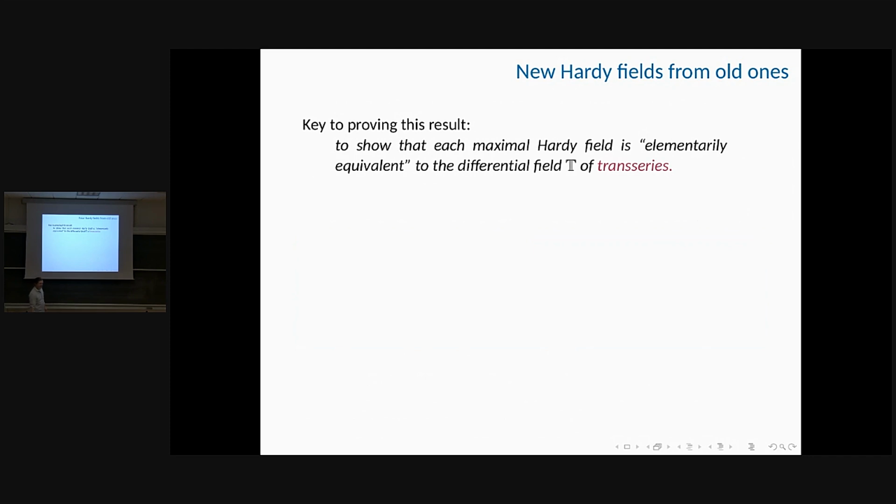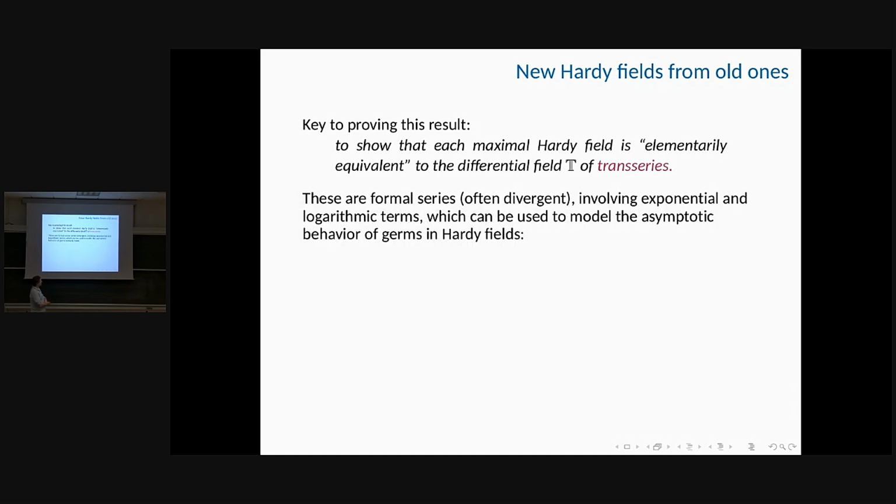So how do you show something like this? Okay, this is a long story. Essentially, it starts with first doing something similar in a context where we don't really deal with functions, but with formal series, which makes life easier because you don't have to worry about convergence and actually doing analysis. So what we show is that every maximal Hardy field is what the logicians call elementarily equivalent to the differential field of transseries. These are formal series, often divergent, which are more complicated than power series.